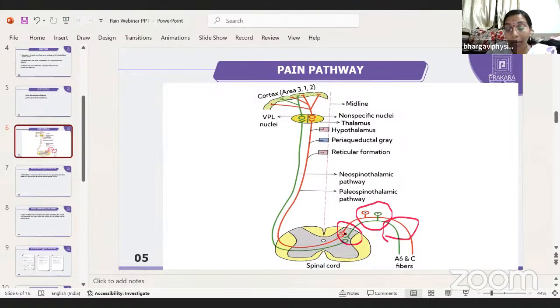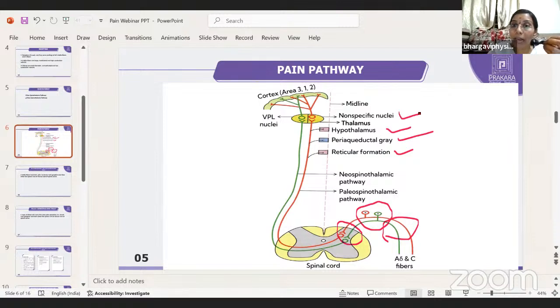Here they make the synapse with the fibers of the substantia gelatinosa of Rolando, and after making the synapse, the second order fibers from the substantia gelatinosa of Rolando, or lamina number 5, cross to the opposite side. They ascend upwards. When they are ascending upwards, some group of fibers end in the reticular formation. Some of them end in the periaqueductal gray matter. Some of them end in the hypothalamus.